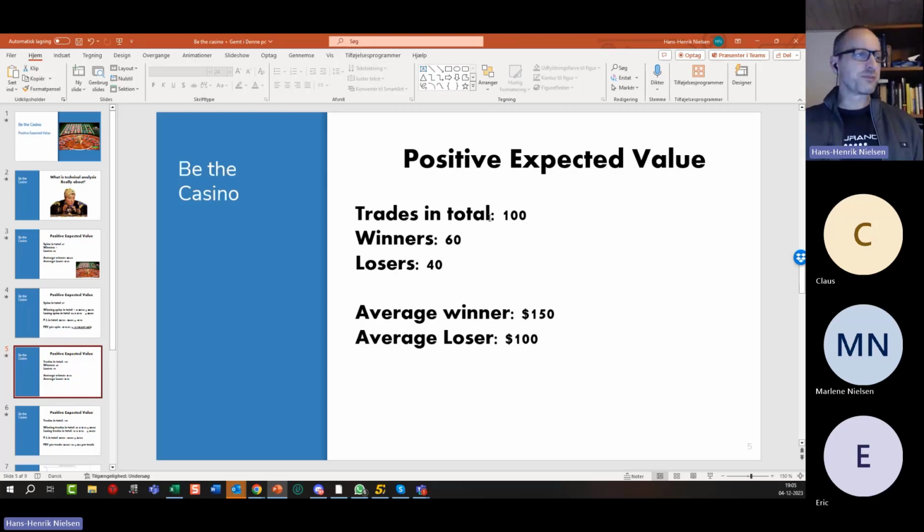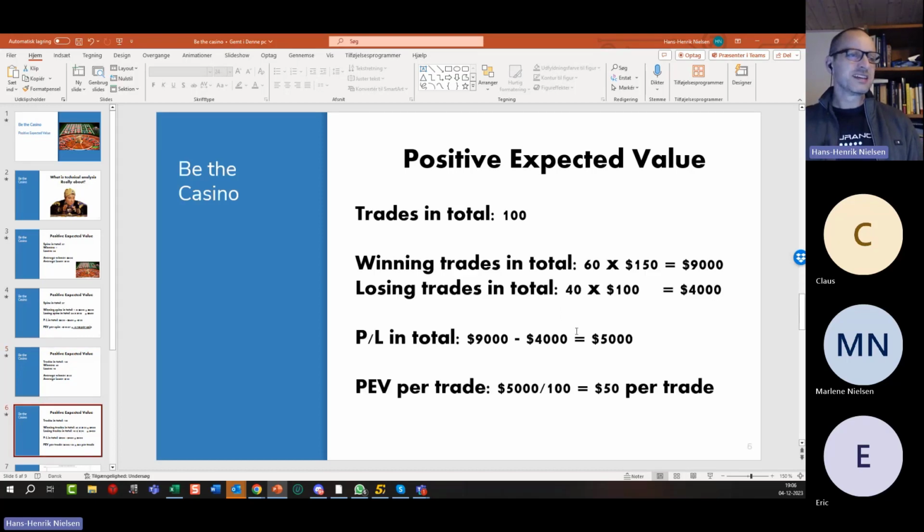However, back to positive expected trades. 60 winners, 40 losers. The average winner is $100. The average loser is $100. Now we can put this into a little calculation saying that if we have the 60 winners, that's $1,000. All the lose dollars, that's $4,000. So altogether, we win $5,000.